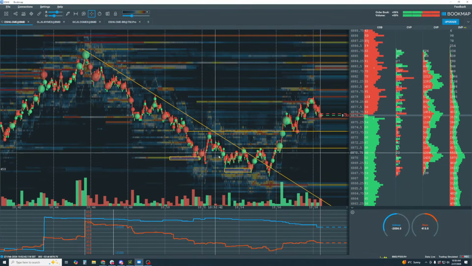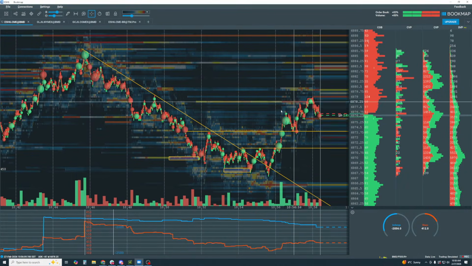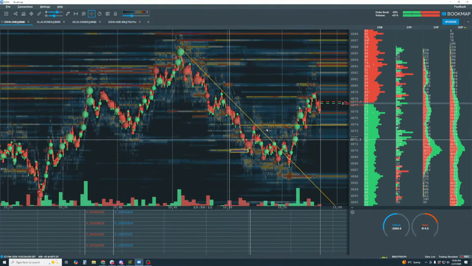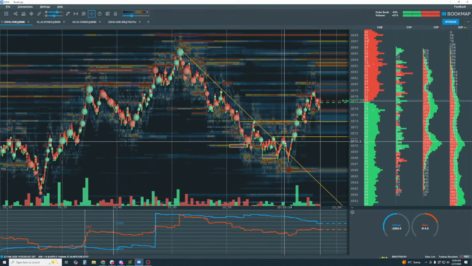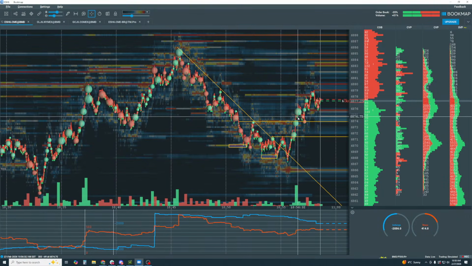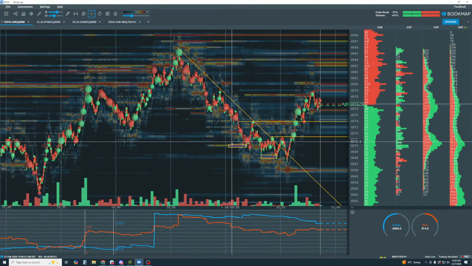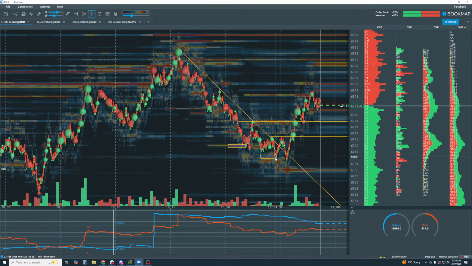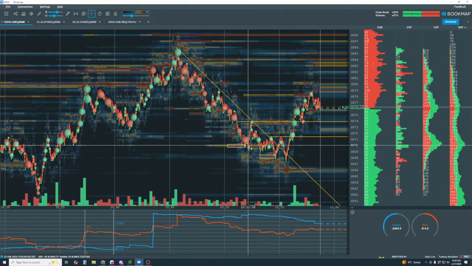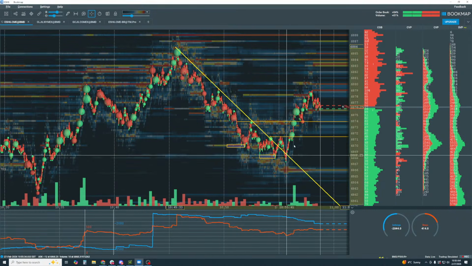Was this a trend line break and accumulation? Not really. I don't see the accumulation in here. This isn't a major reversal. It did break the structure. It broke it on aggressive buying in here. But there wasn't the passive accumulation in here. Okay, we need both. We really need that passive accumulation in here.